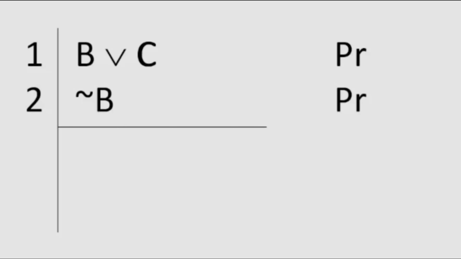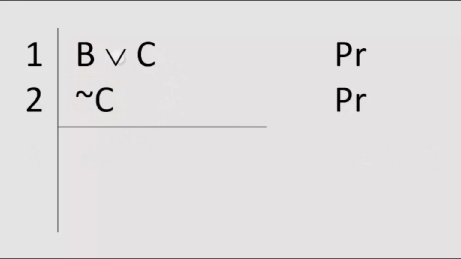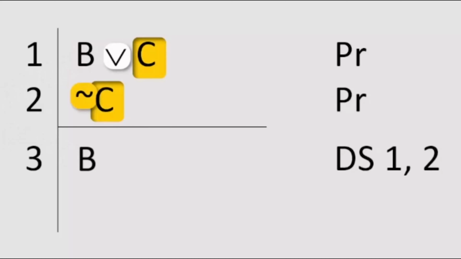What we need is a disjunction standing on its own line. Here we have a disjunction in line 1. We need the negation of one of the disjuncts. Here we have the negation of the first disjunct. Not B is a negation of the first disjunct B, and so we are allowed to infer the other disjunct by disjunctive syllogism. If we have the negation of the second disjunct, we will be able to apply disjunctive syllogism to obtain the first disjunct.